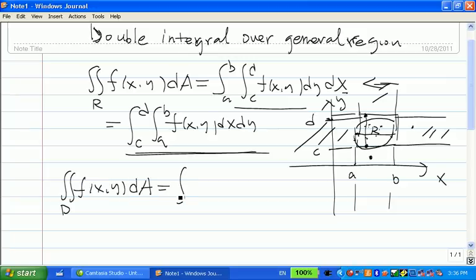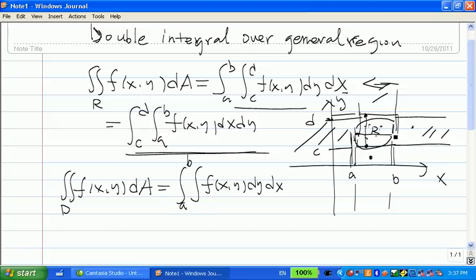Say we want dx to go outside. Always first determine which one you want to go outside. If we want dx outside, the first thing you need to do is project this region D onto the x-axis. That means you find the smallest x coordinate and the largest x coordinate for all the points inside D. So say from a to b.